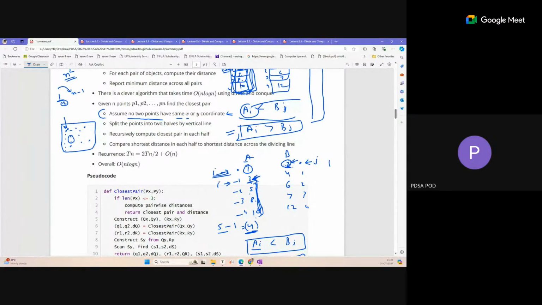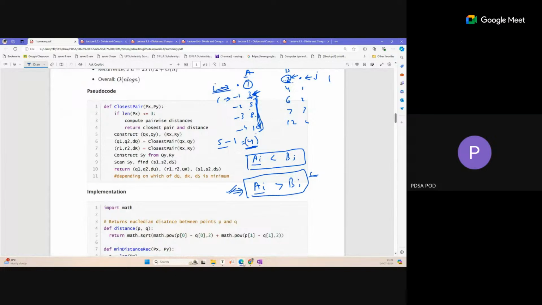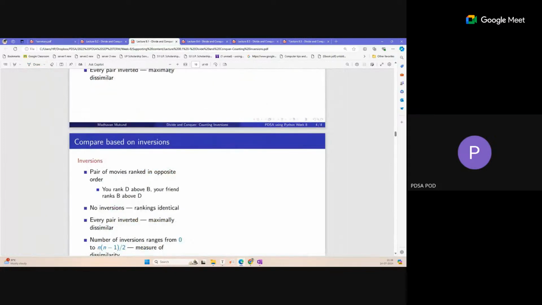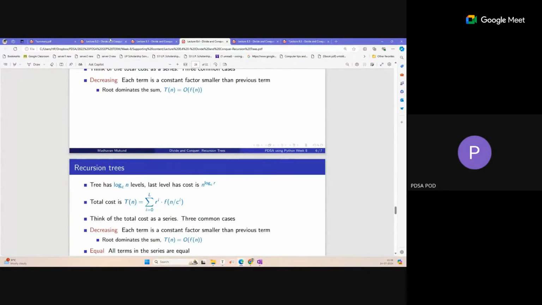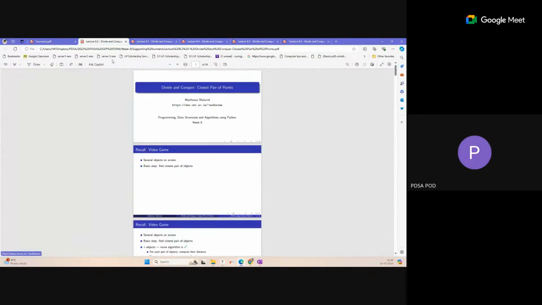Okay, so if we have this fulfilled, now we can apply this divide and conquer approach. So how does this approach work? Let's take the slides. This one.